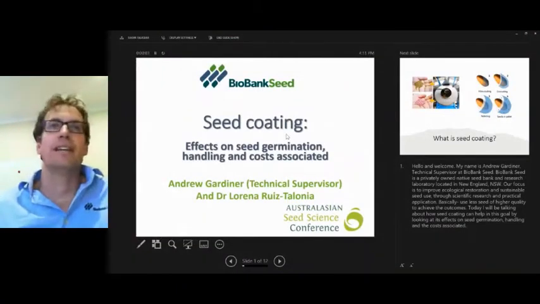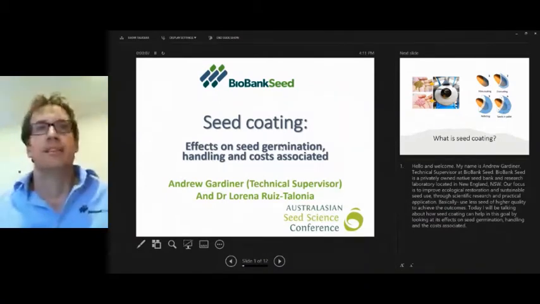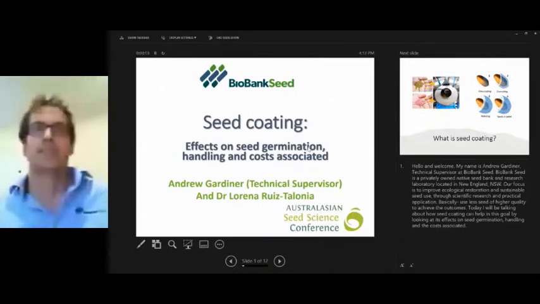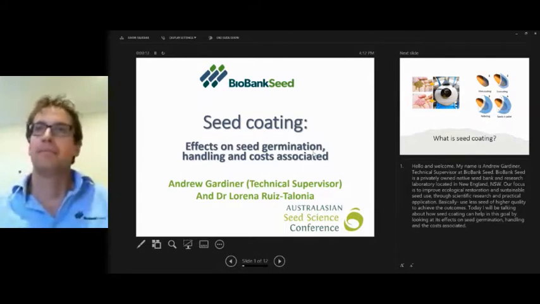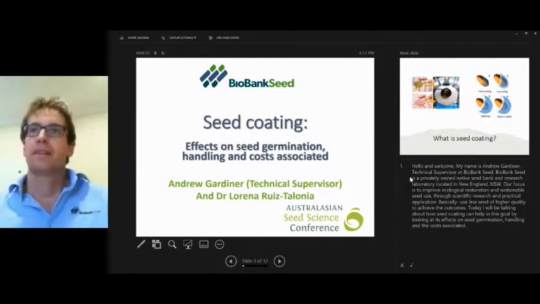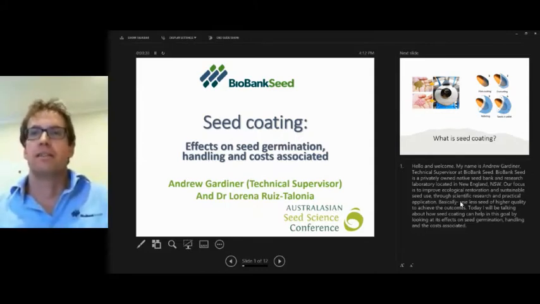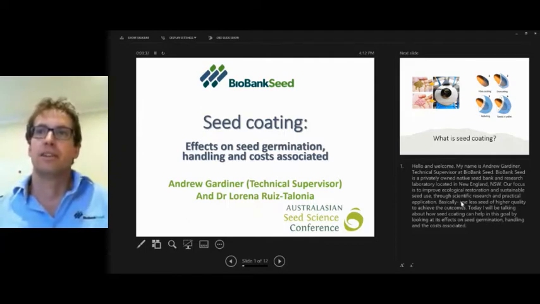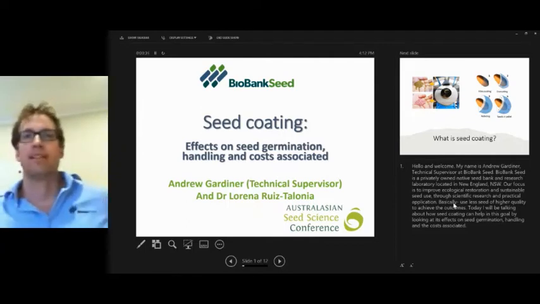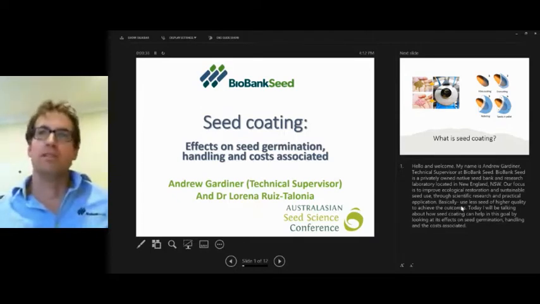Okay, so you've got me again. This one's the one that I prepared on seed coating and the effects on seed germination, handling, and the costs associated. So this is also done in conjunction with Lorena at our lab in Duval. So one of the main goals as a business is to improve ecological restoration and sustainable seed use through scientific research and the practical application of that. So we basically want to use less seed of a higher quality to achieve the outcomes.